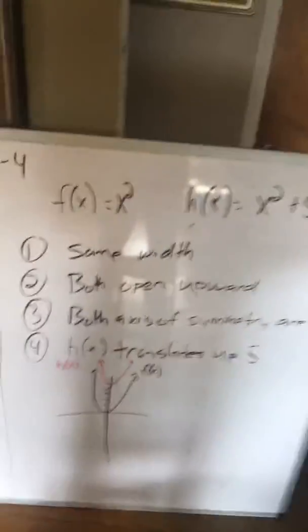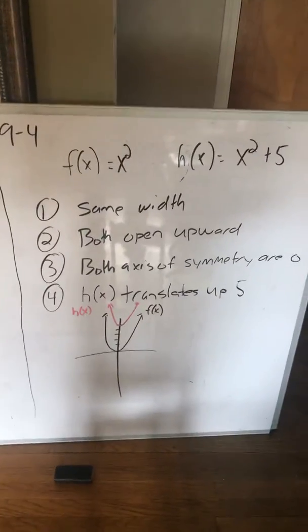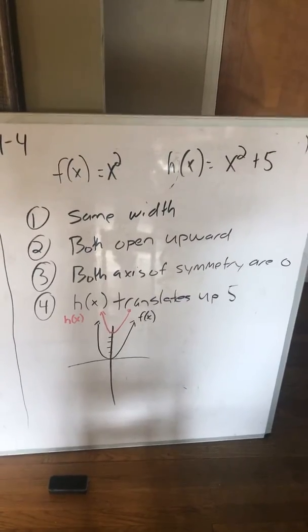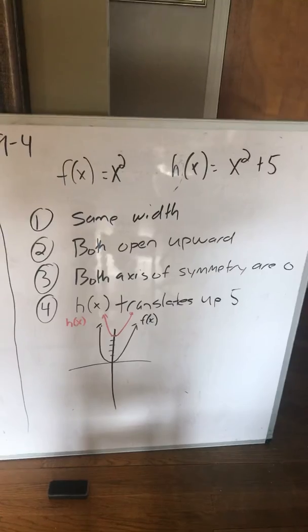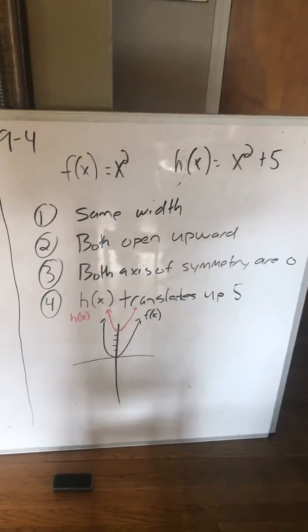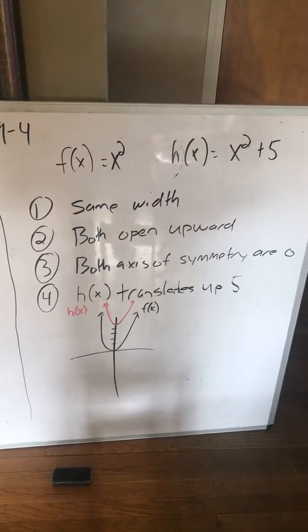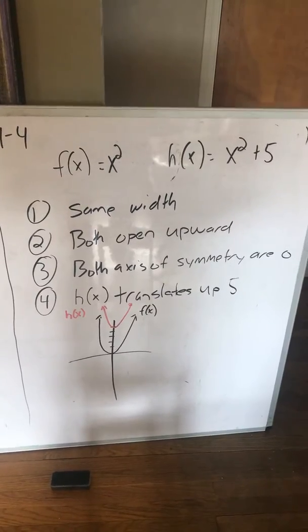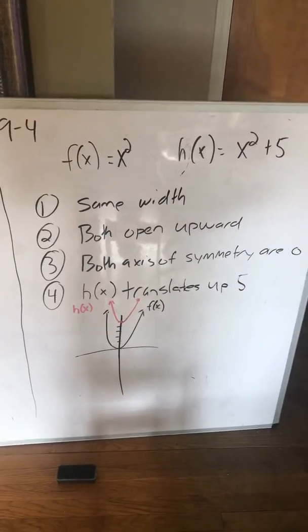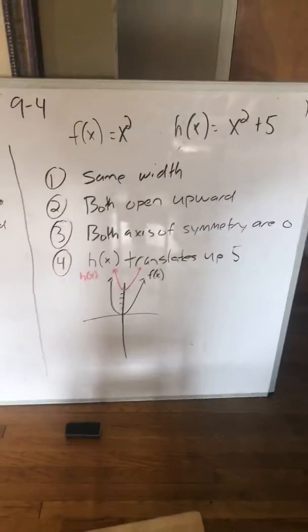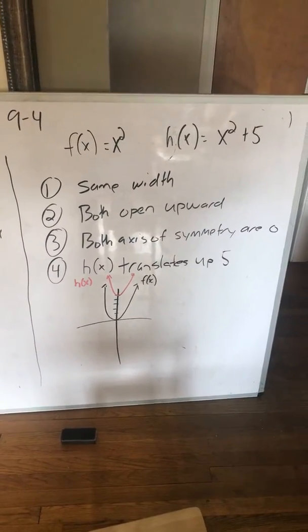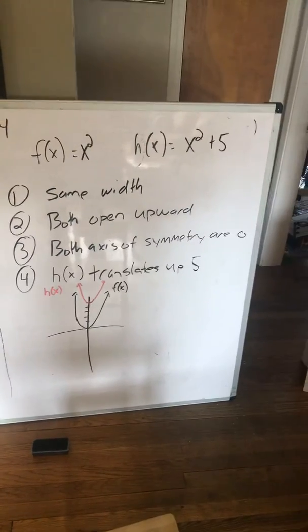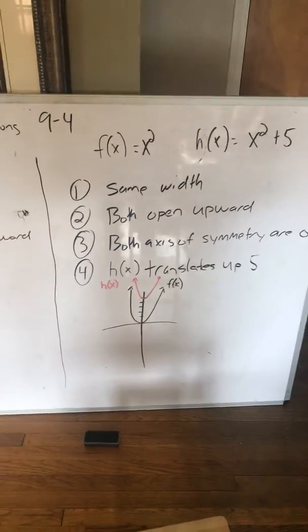So next example, f of x equals x squared, h of x equals x squared plus 5. They both have the same width because their absolute value of a is the same. They both have a positive a, so they both open upward. Both do not have a b, so both axes of symmetry are 0. And I chose another one to translate up. H of x translates up 5 because if everything else is the same, the c translates along the same line.